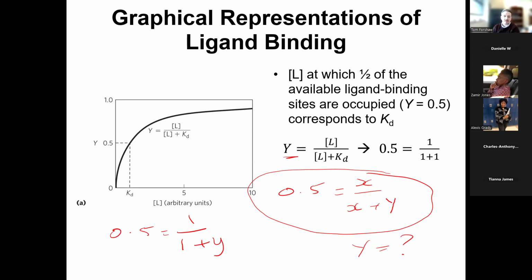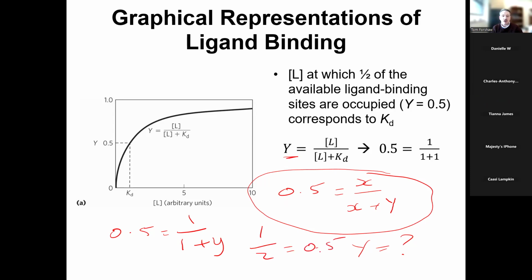Negative 0.5? No. 0.5? No. 2, right? The sum is 2. 1, yes. 1 divided by 2 equals 0.5. So 1 divided by 1 plus 1 equals 0.5.